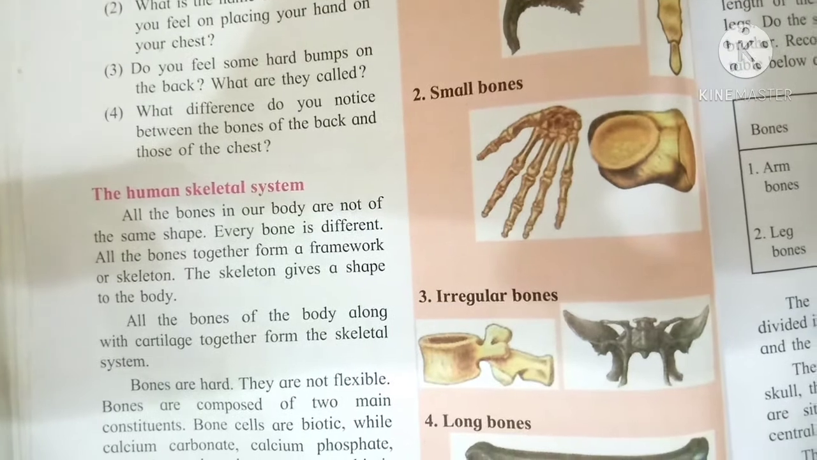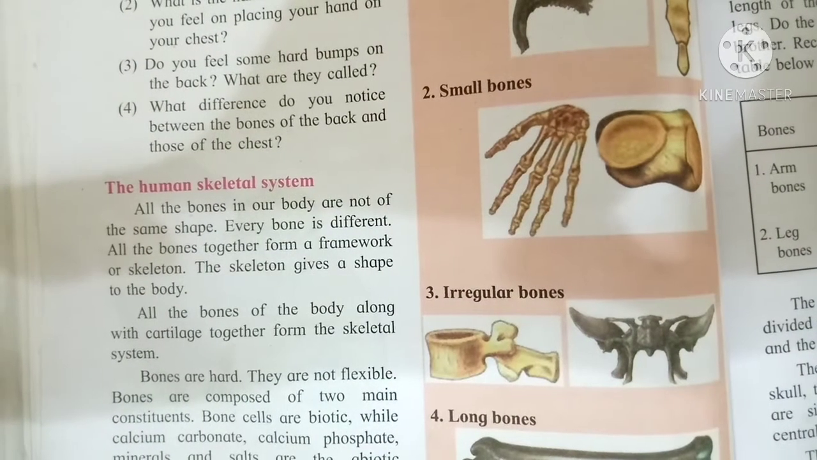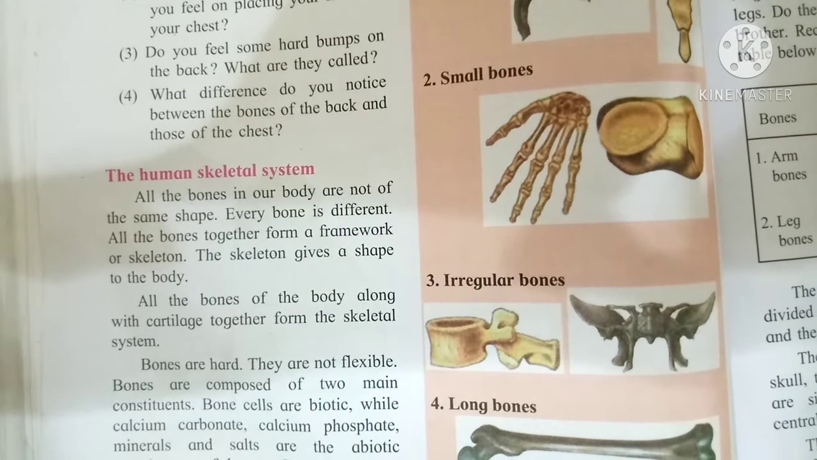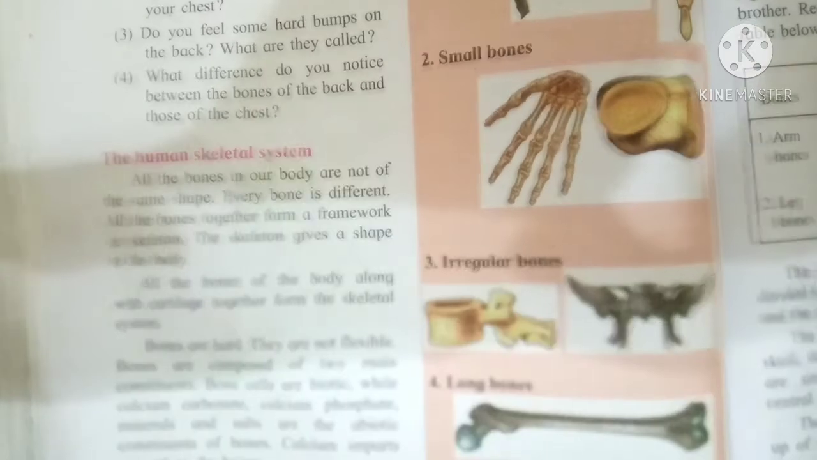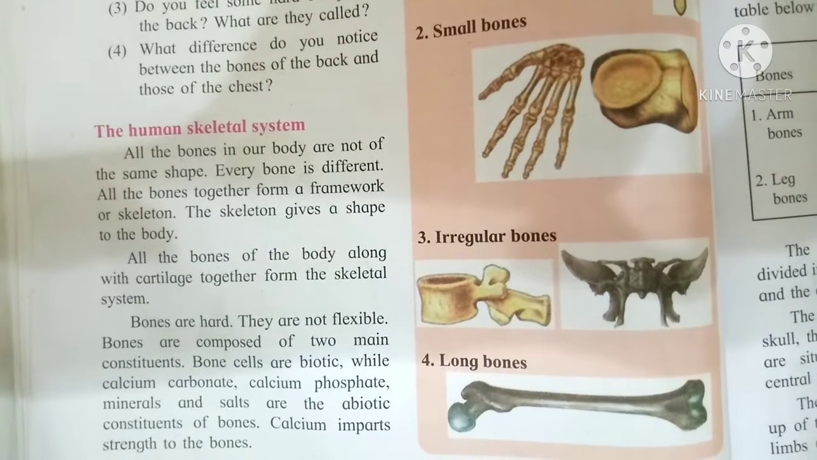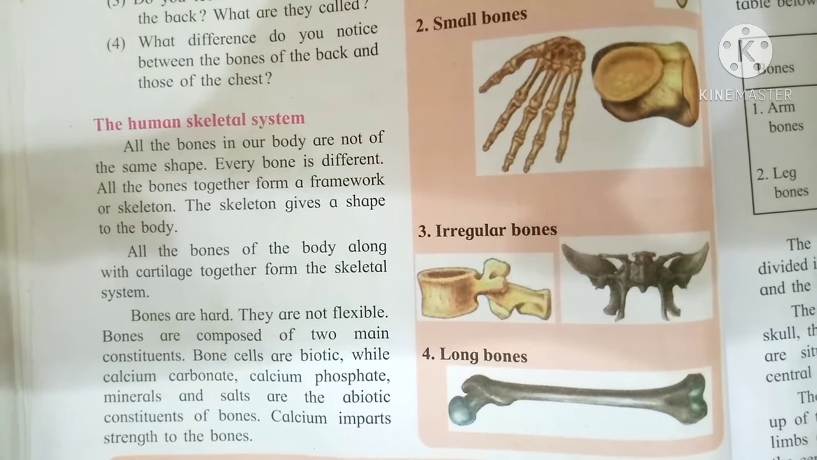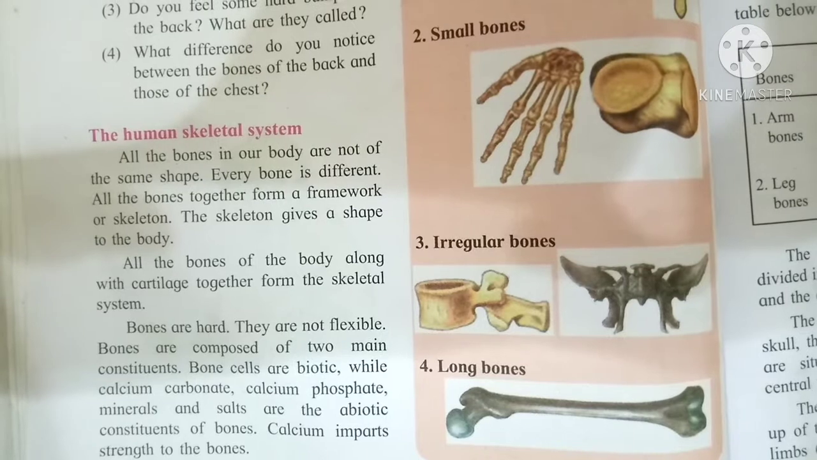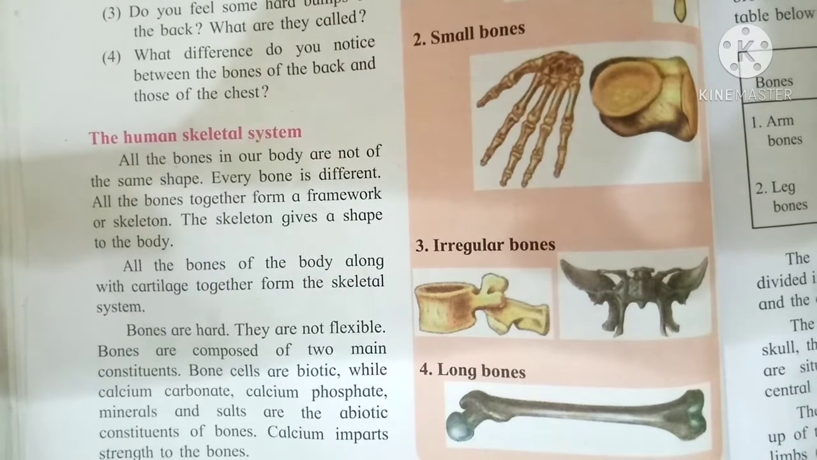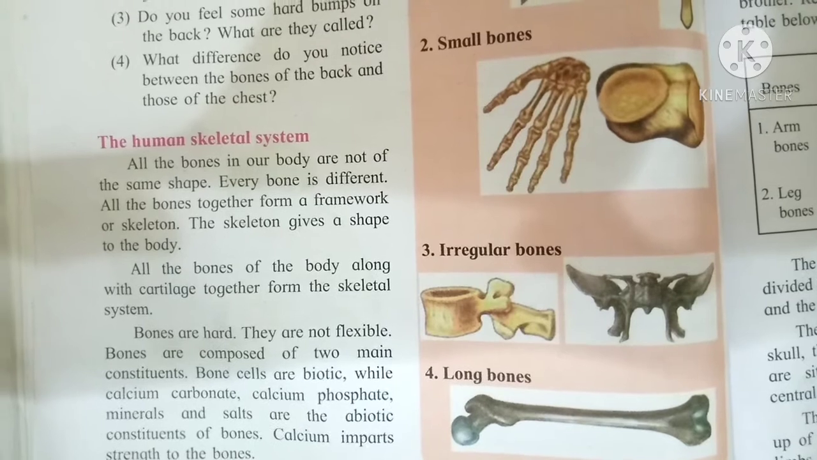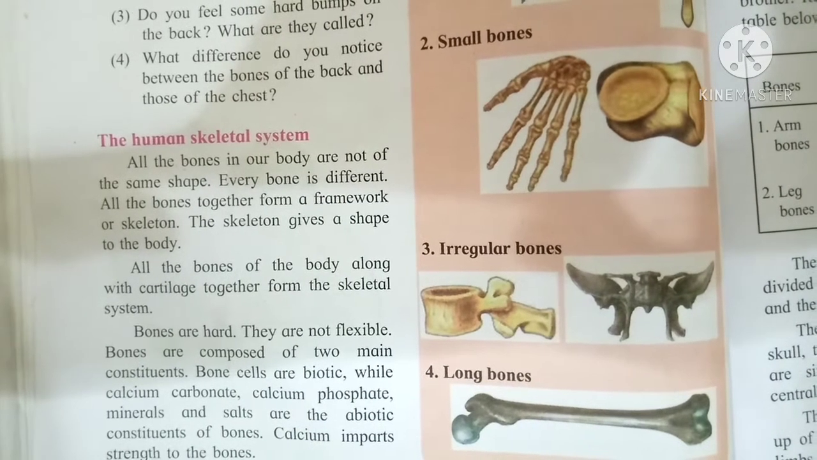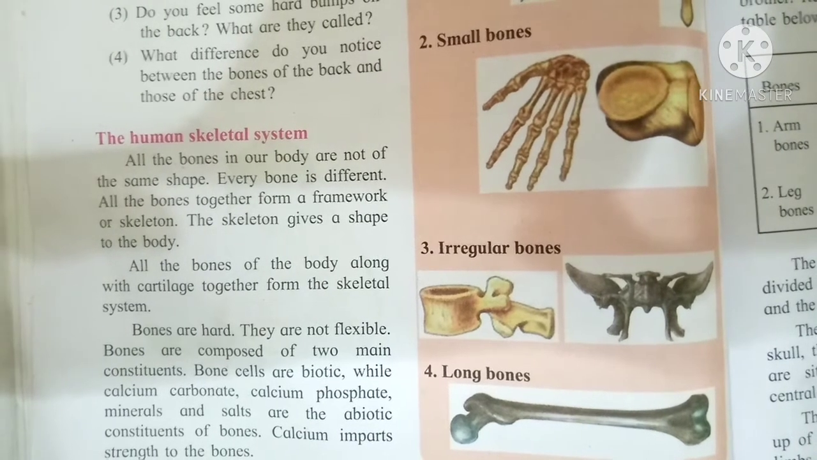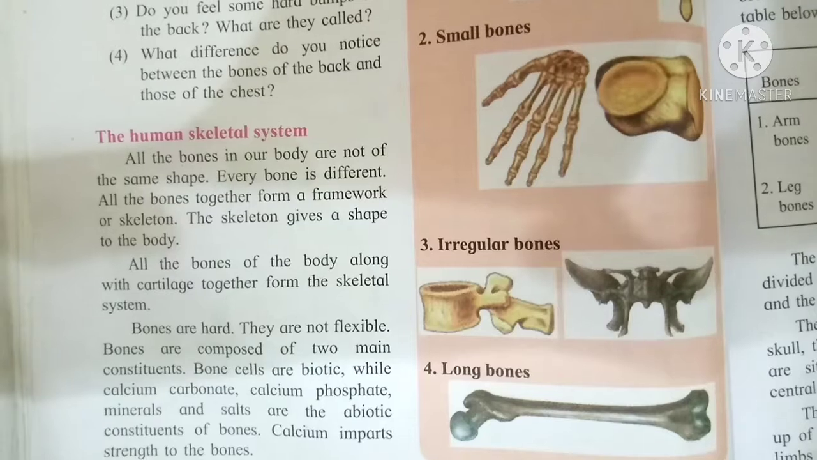Bones are hard; they are not flexible. Bones are composed of two main constituents. Bone cells are biotic, while calcium carbonate, calcium phosphate, minerals and salt are the abiotic constituents of bone. Calcium imparts strength to the bone. Our bones are hard and not flexible, and they are composed of abiotic factors, that means different constituents: calcium carbonate, calcium phosphate, minerals and salt. These calciums impart strength to the bone.